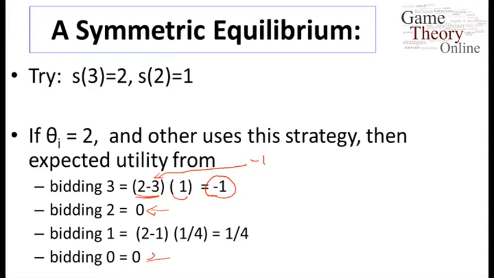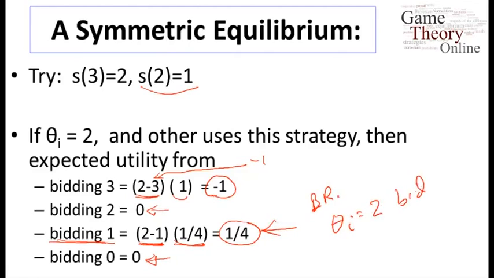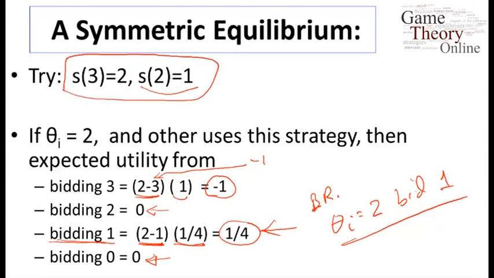If I bid 0, I lose for sure. So the only bid that really makes sense in this case is bidding 1. Here I get some positive value when I win. I win with probability a quarter, right? I win when the other type is actually a low type, also bidding 1, and then I win the coin flip. So I end up with a value of a quarter. So here, my unique best response when theta i is equal to 2 is to bid 1. So indeed, we've checked that if the other player is following these strategies, then in fact, I strictly prefer to follow these strategies. These are my unique best responses.